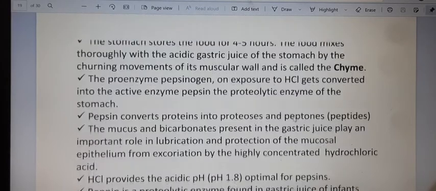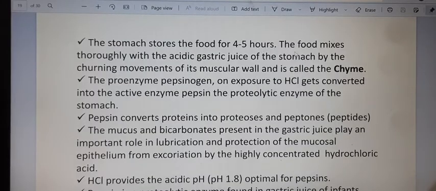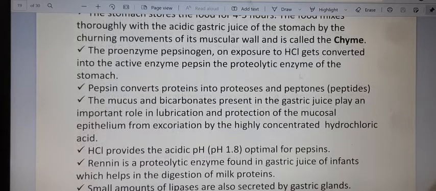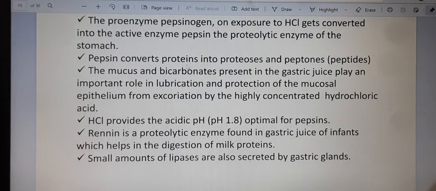Then the stomach stores the food for 4 to 5 hours. The food mixes thoroughly with the acidic gastric juice of the stomach by the churning movement of its muscular wall and is called the chyme. So after getting mixed up with gastric juices and the acid, the food gets converted into chyme. The proenzyme pepsinogen on exposure to HCl gets converted into the active enzyme pepsin, which is the proteolytic enzyme of the stomach. Then pepsin converts proteins into proteoses and peptones.